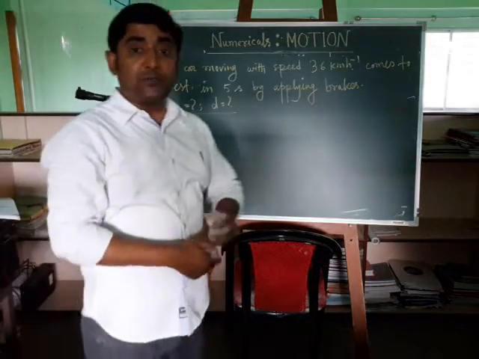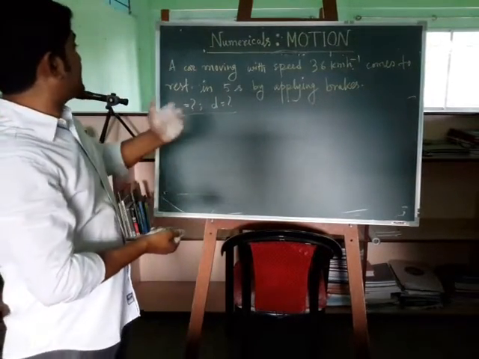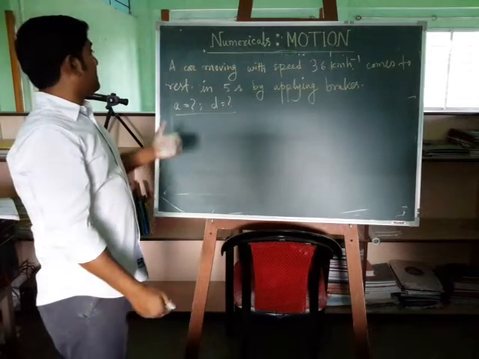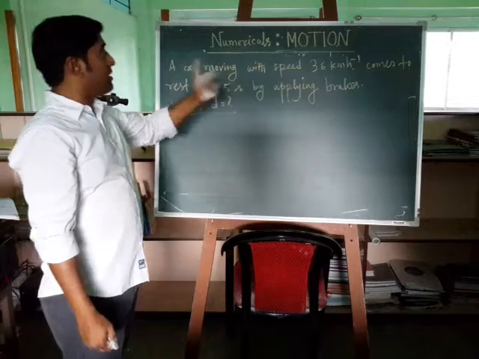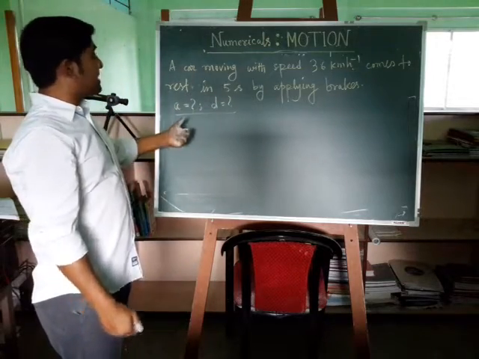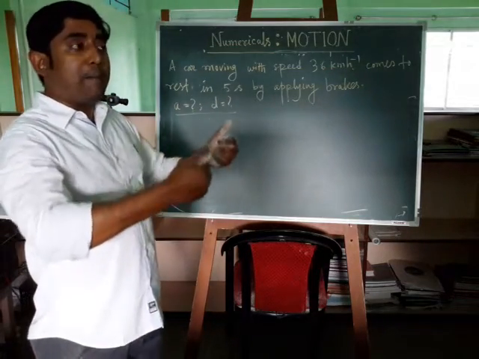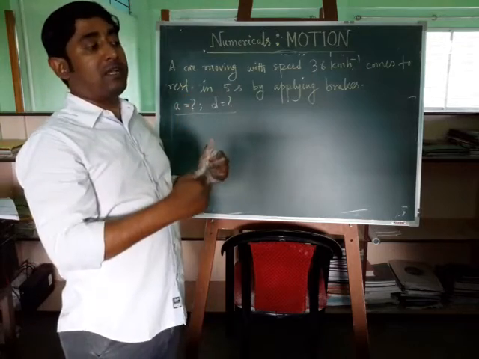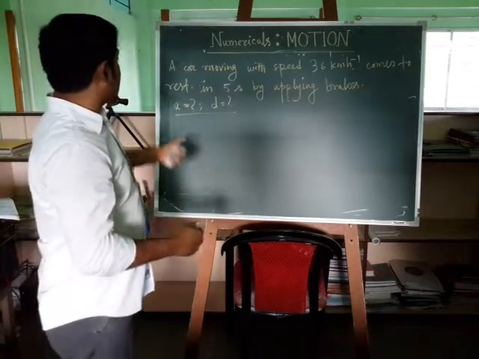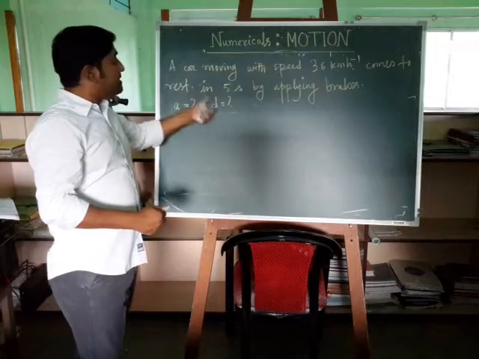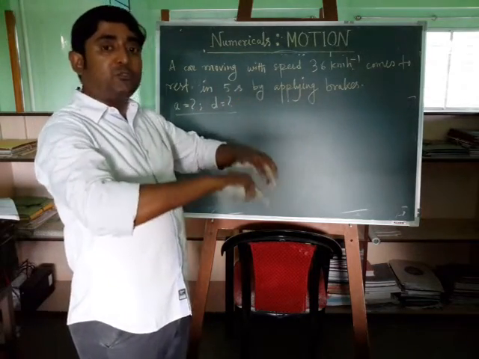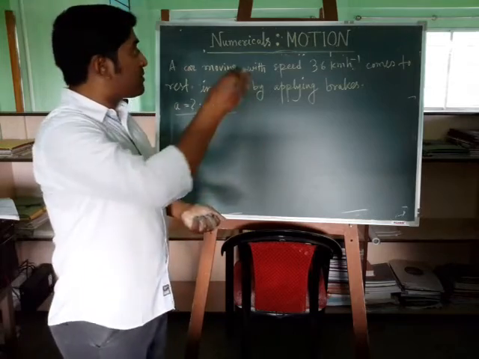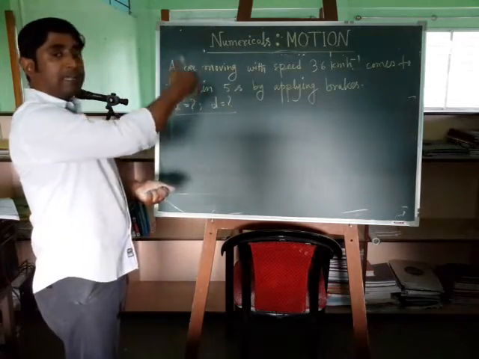Alright, dear students. So the next problem is a car moving with a speed of 36 km per hour, and that is coming to rest in 5 seconds as a brake is being applied. So what is the acceleration of the car and how much distance will the car cover before it comes to rest? So we have to see what information is given to us.